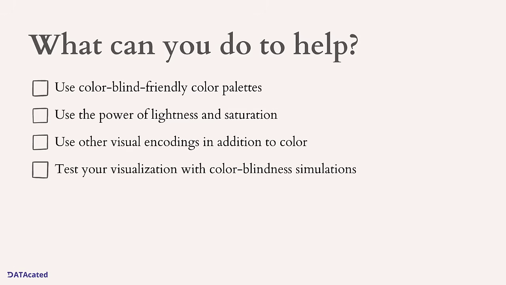In addition to using color to encode data, you can also use other visual encodings such as position, size, and shape to convey data insights. This can help make your visualization more accessible to people with color blindness, as they can still understand the data even if they have difficulty distinguishing certain colors.